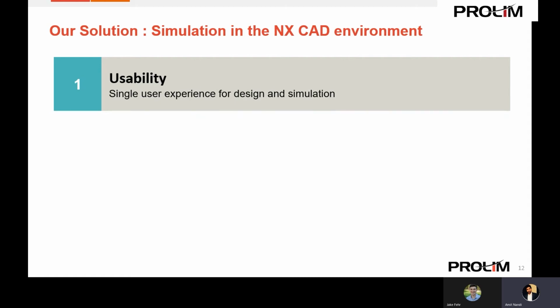The first thing is usability, a single user experience for design and simulation. A design engineer need not spend much time understanding the physics, but he can just simulate some basic level of validation activities just to get the decision faster on the design part, right?